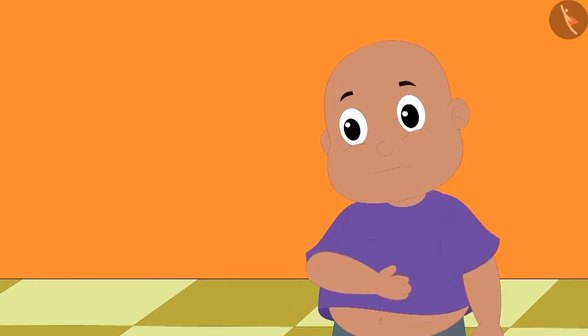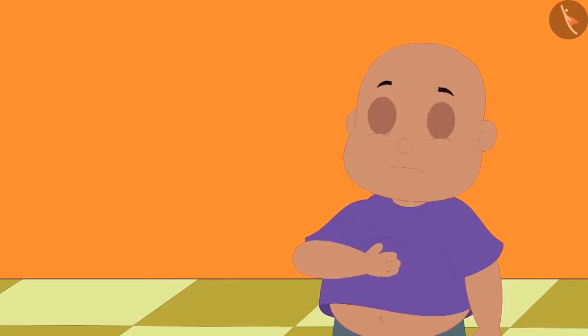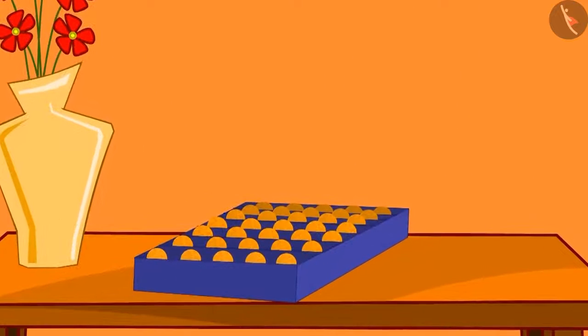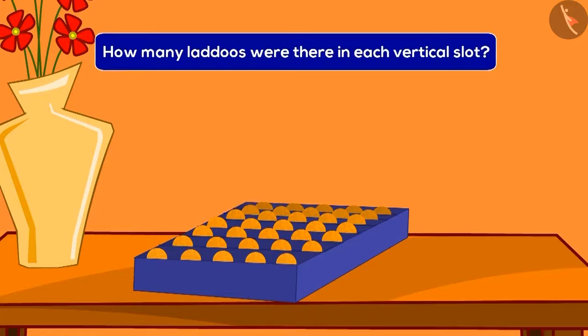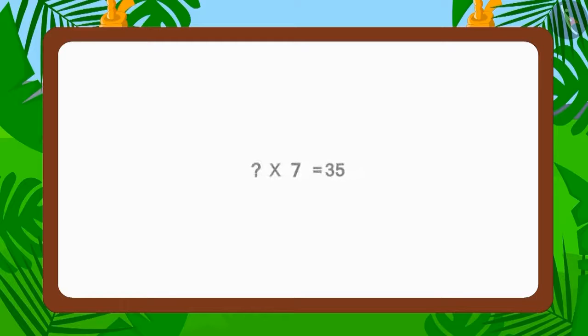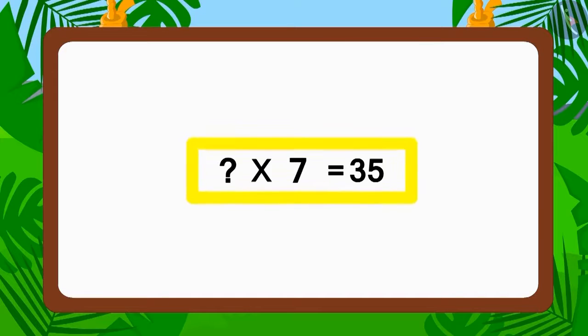Now Bablu again started to feel hungry. In the room, he saw a box of sweets that looked like this. The box contained a total of 35 laddus. There were 7 vertical slots in the box. Can you tell how many laddus were there in each vertical slot? This question can be written in multiplication form like this.